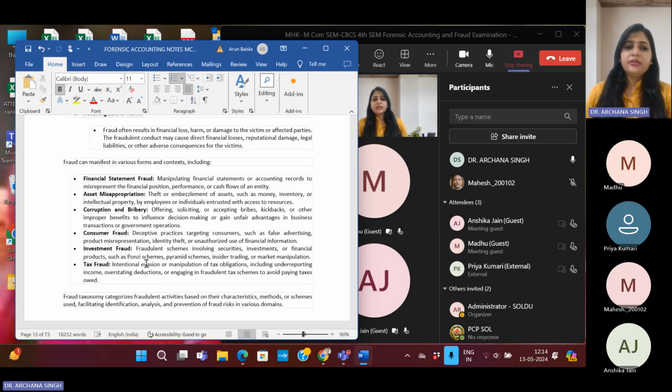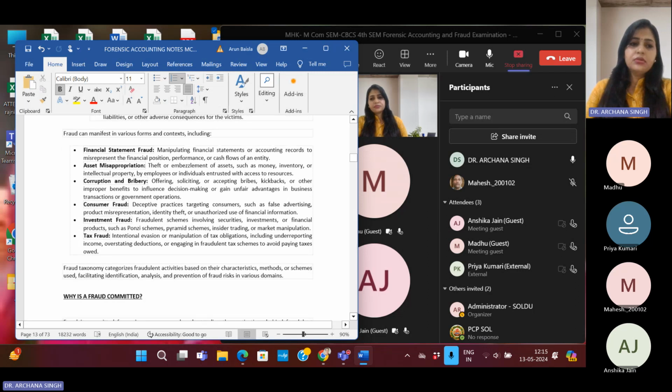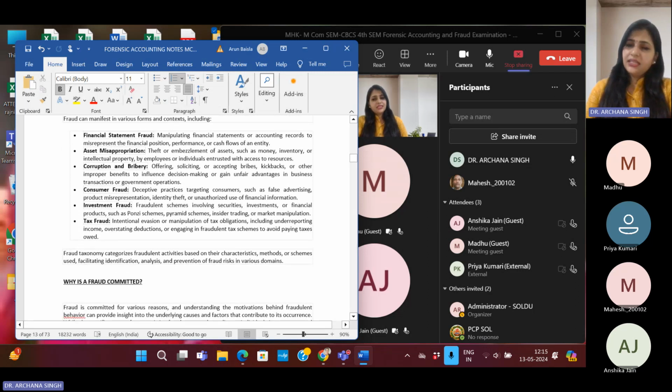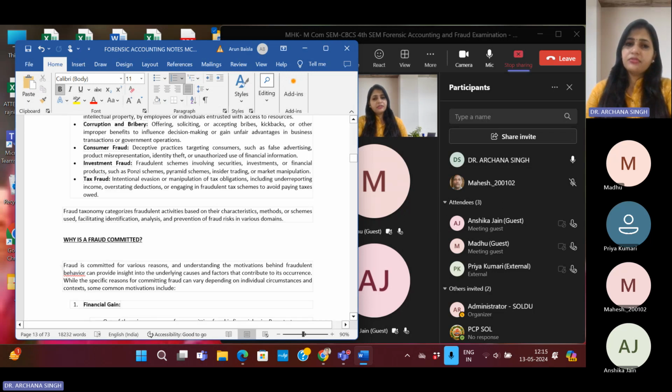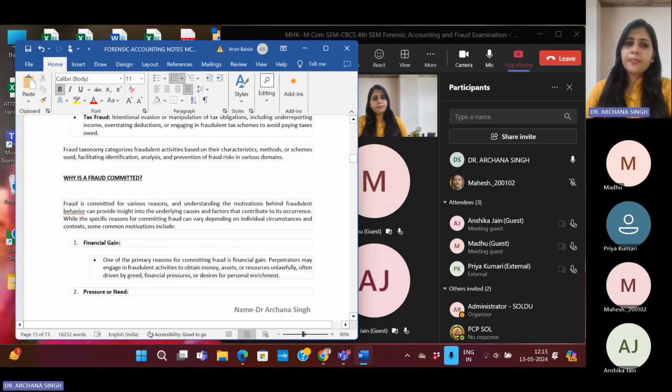Then tax fraud they can also do, by manipulating the tax obligations, which includes under-reporting of the income or overstating their deductions or engaging in fraudulent tax schemes to avoid paying taxes. So these are some types of fraud that we will discuss in detail. So fraud taxonomy basically is categorized into the fraudulent activities which are based on features, methods, or schemes used, facilitating the identification, analysis, and prevention of fraud risk in various domains.